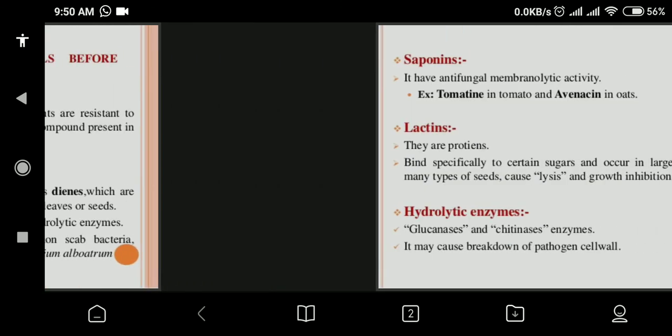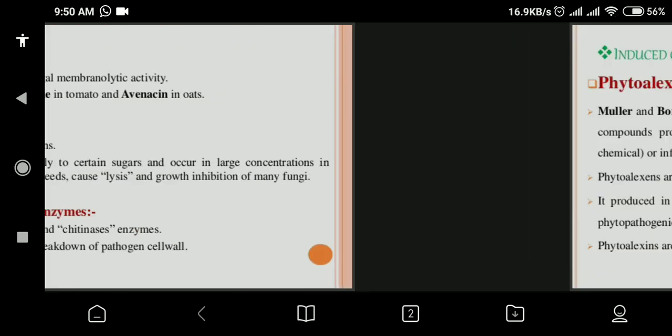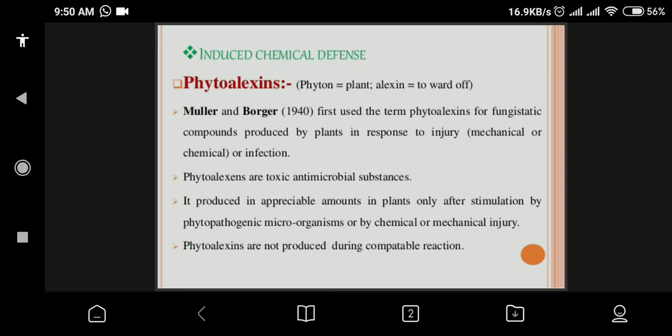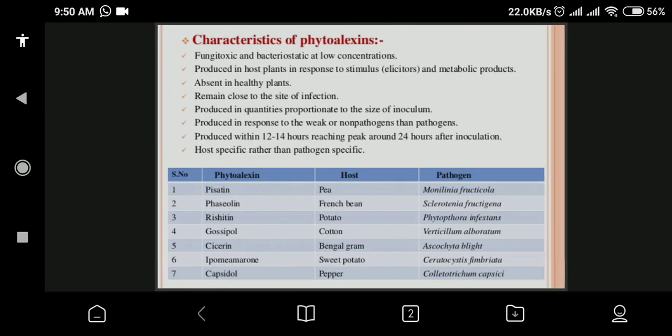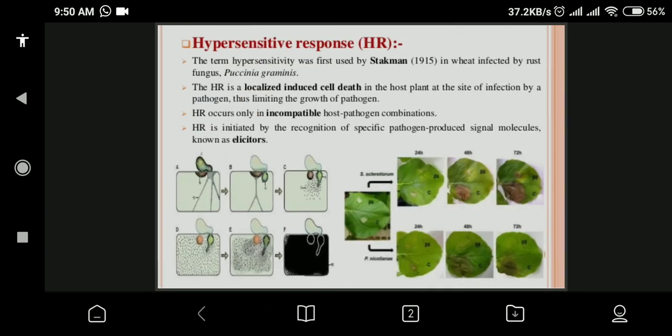Phenols we have studied already. Phytoalexins we had studied already. Hypersensitive response we have yet to study.